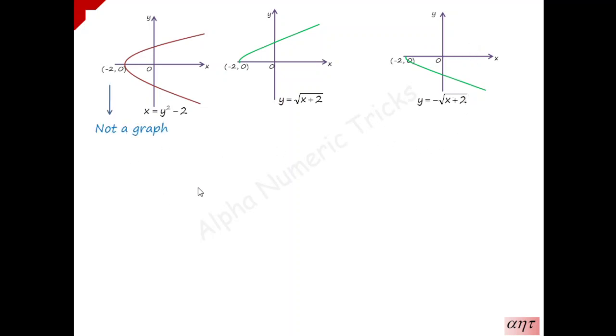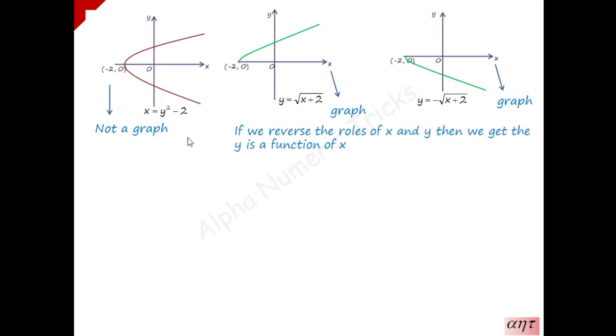So the first figure is not a graph, and this curve is a graph, and this parabola is also a graph. Because if we reverse the roles of x and y in this parabola, we get y as a function of x, that is a graph of the function, we can say that.